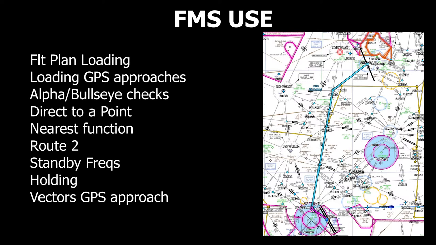In this one, we're going to go over FMS use, managing the GPS. We're going to use a route from Randolph to Robert Gray, KGRK. We'll go over loading the route, loading the flight plan, loading a GPS approach, looking at alpha and bullseye checks, which we'll be using a lot in the fighter fundamentals phase.